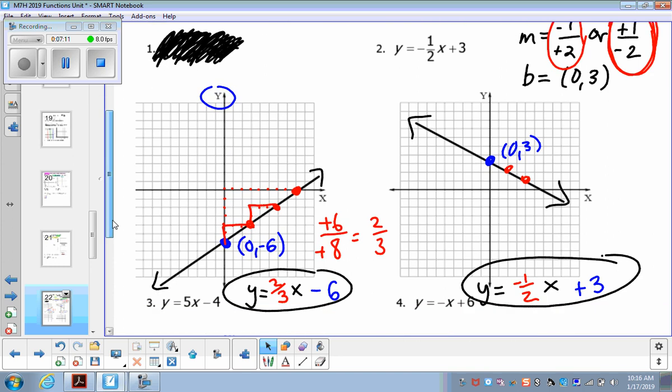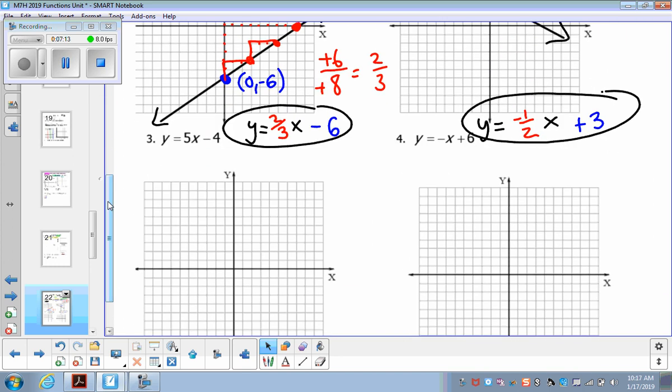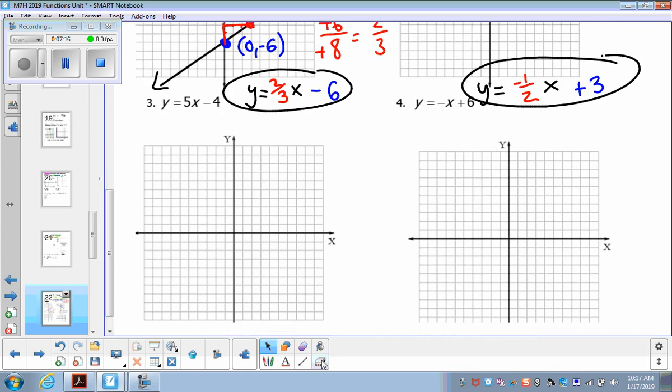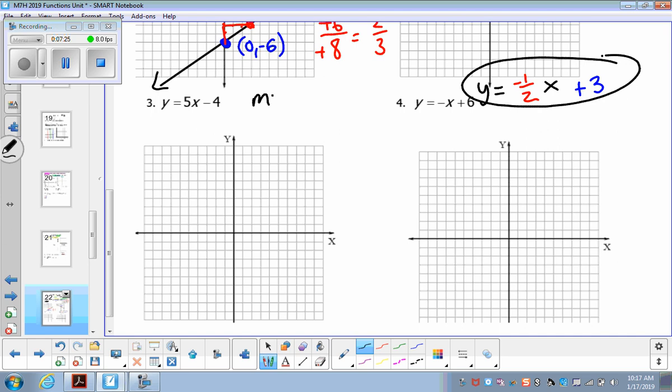All right, so now let's take a look at number 3. What you'll notice in this situation is that the coefficient is not a fraction. It's really easy to make that a fraction. We're just going to take the 5 and put it over 1. That means we could have a negative divided by a negative. The other thing is that we need to identify the starting point, which would be negative 4, since the constant is negative 4. So, down 4 spots, boom, you've got your starting point.